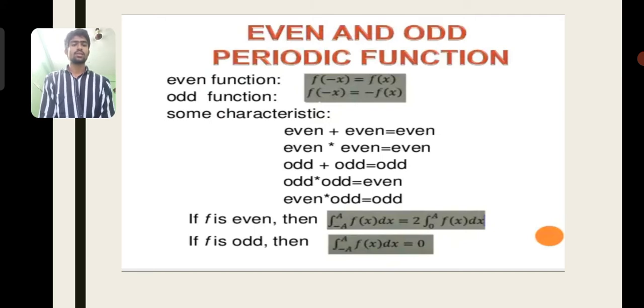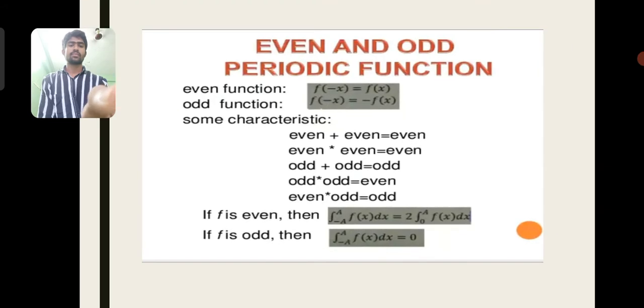If f is odd, then the integral from minus a to a of f of x dx equals 0. If the function f is even, then it is to be a cosine series, and if f is an odd function, it is an odd series, considered as a sine series.